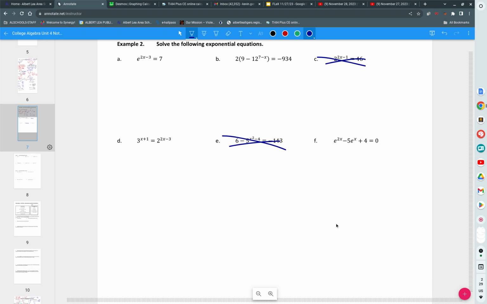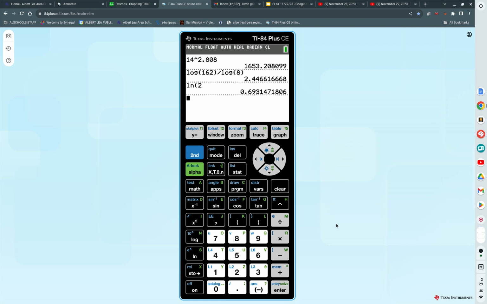What do you suggest doing to both sides? Natural log. Good. Natural log of e to the 2x minus 3 is equal to the natural log of 7. Notice how those go away. I get 2x minus 3 is equal to the natural log of 7. Take out my handy-dandy calculator. Natural log of 7. And I get 1.946.